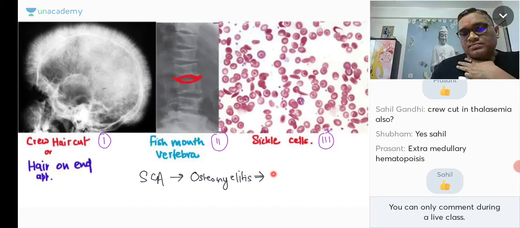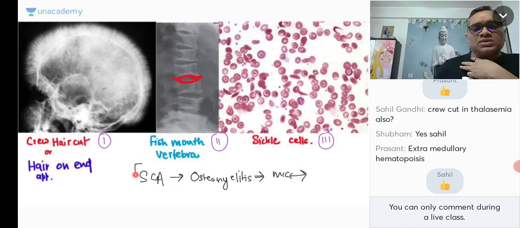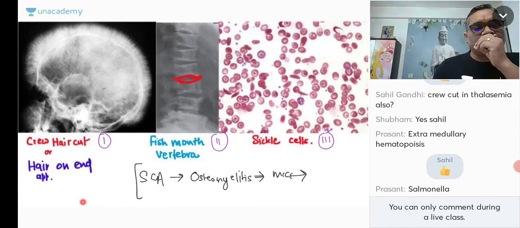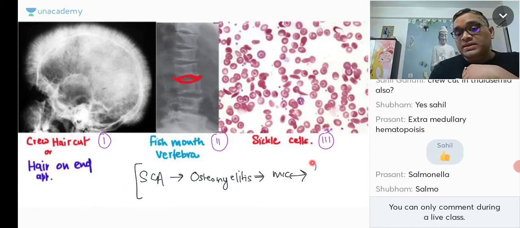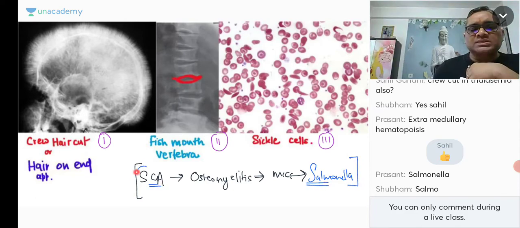What is the most common organism? Can you tell me what is the most common cause of sickle cell anemia osteomyelitis? Yes, always remember it is Salmonella. Otherwise it is Staphylococcus aureus. But in case of sickle cell anemia, it is Salmonella.